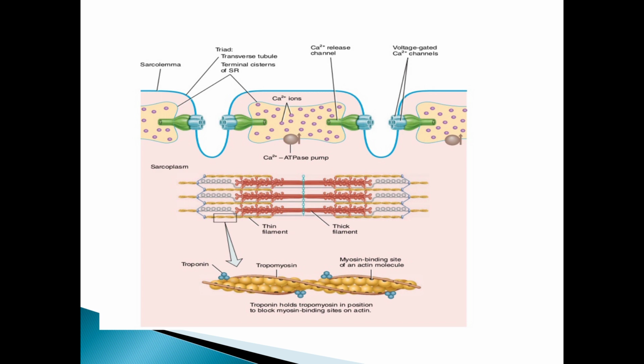So just a summary of how it happens. As you can see over here, this is the sarcolemma, that is the plasma membrane of the muscle fiber. So now, continuing with the neuromuscular junction, the muscle action potential has reached into the sarcolemma. So now what will happen?